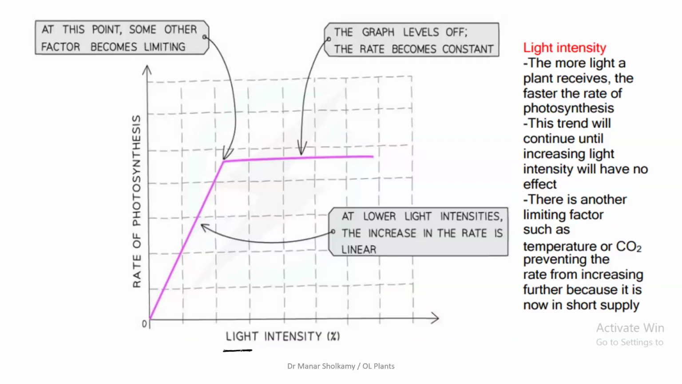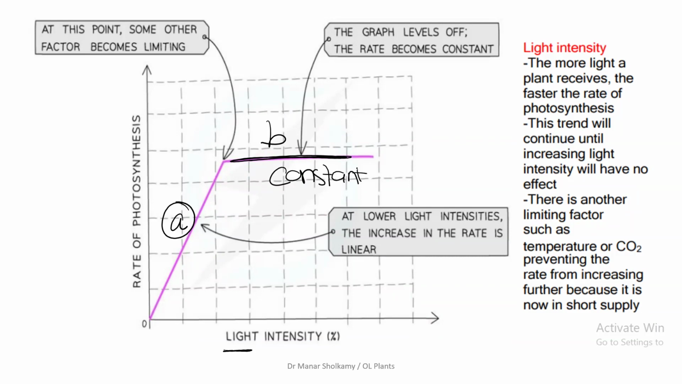This graph with the light intensity on the x-axis, what is the limiting factor at A? Light intensity. Very good. At B, what is the word that we use here? The rate of photosynthesis is? Constant. Excellent. It's constant. What is the limiting factor at B? Is it light? Any other factor except light.